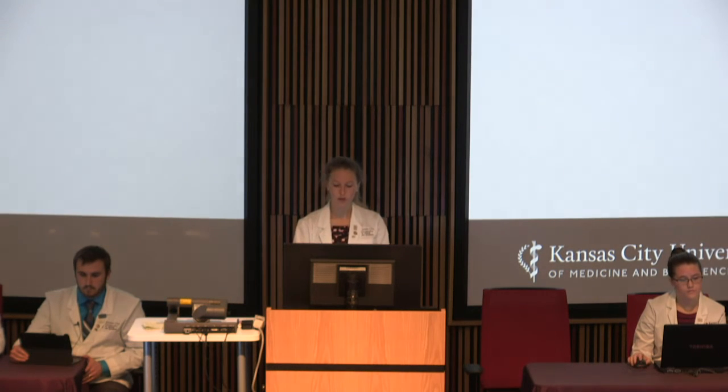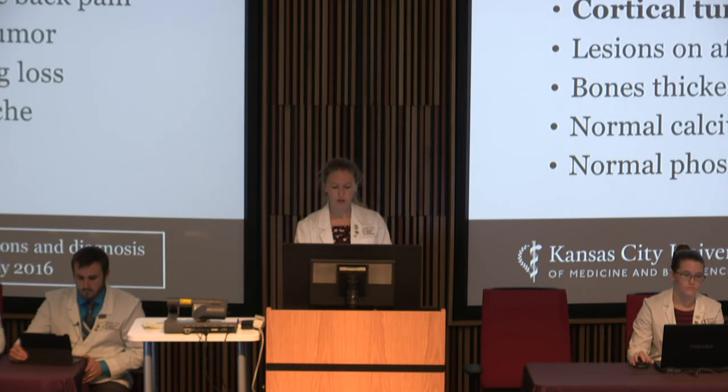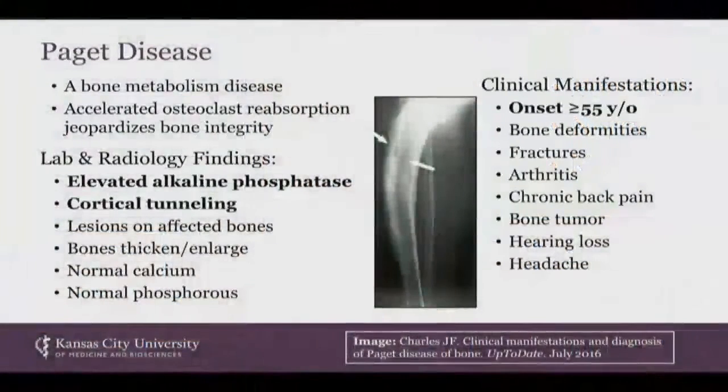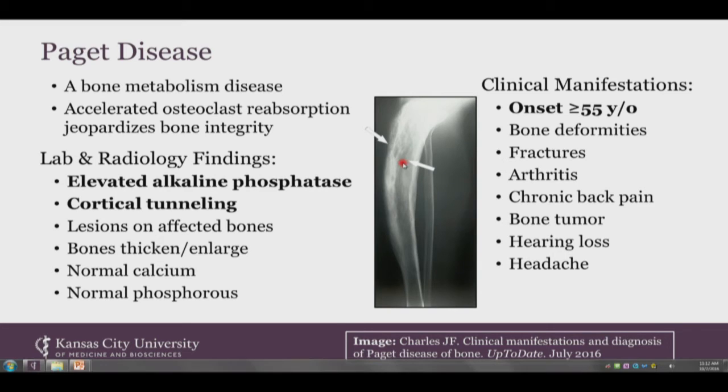Consequently, hypophosphatemic rickets is also an unlikely diagnosis. Next, we considered Paget disease. Paget disease is a bone metabolism disease in which the integrity of bones is jeopardized due to acceleration of osteoclast resorption pathways. A prominent characteristic of Paget disease is cortical tunneling seen on imaging. Cortical tunneling, which you can see in this X-ray here, shows loosened striations along the long axis of bones.